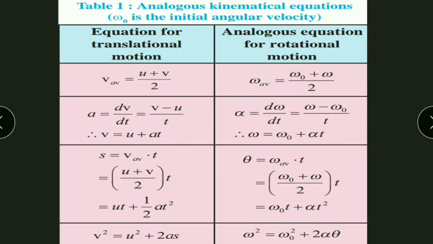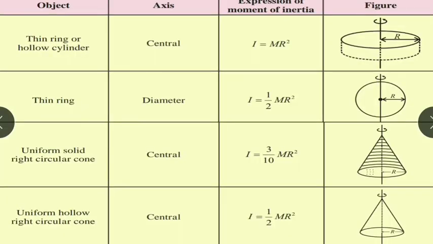Similarly, s equals ut plus half at square, therefore theta is equal to omega naught t plus half alpha t square. Similarly, v square is equal to u square plus 2as, and in rotational motion omega square is equal to omega naught square plus 2 alpha theta. Now we had studied all these formulas in the previous lecture.